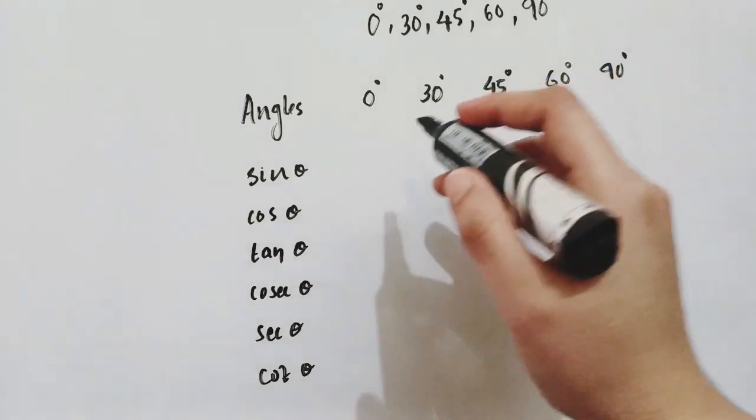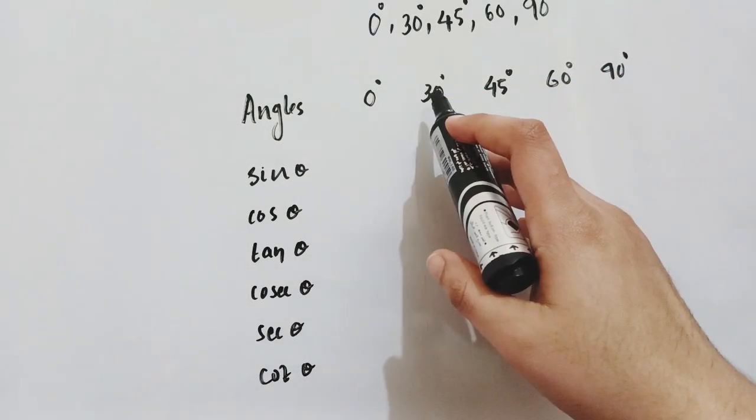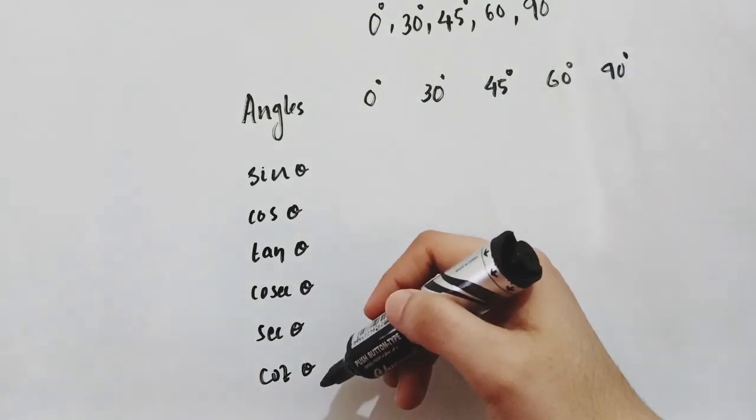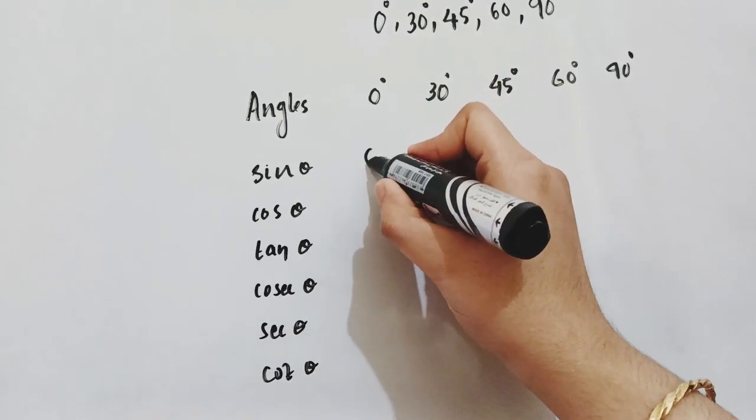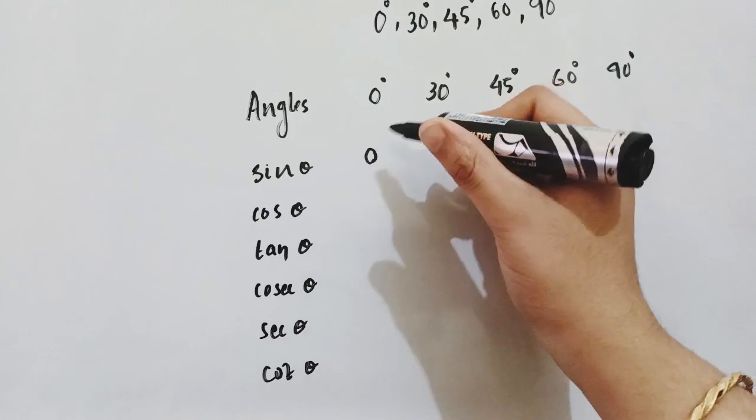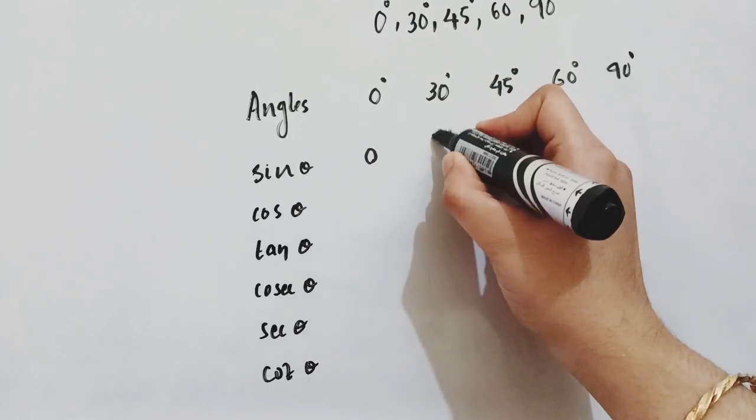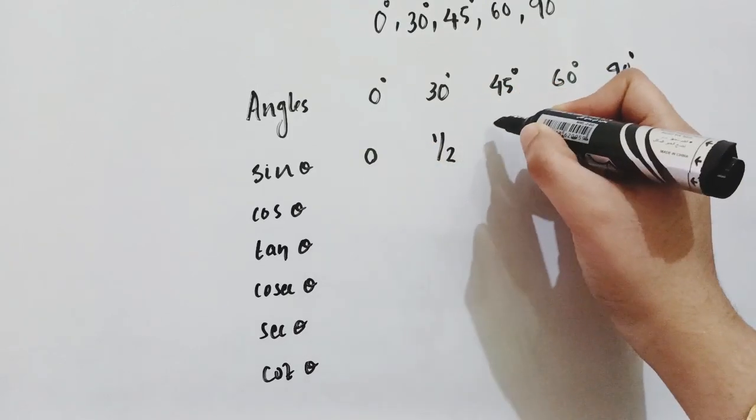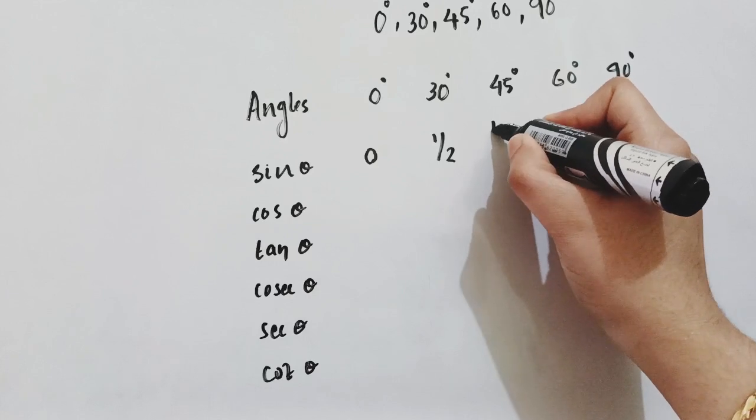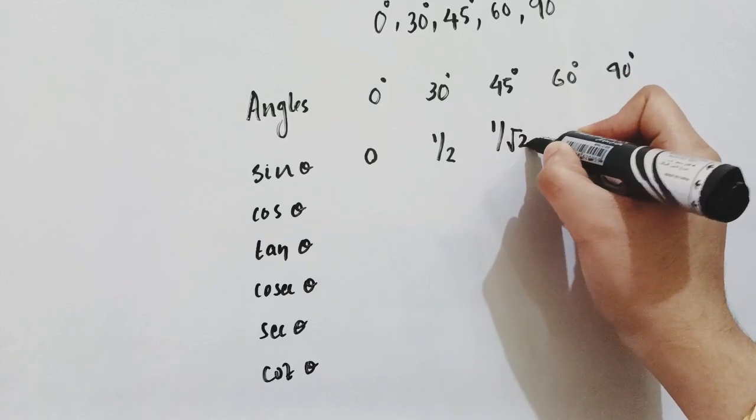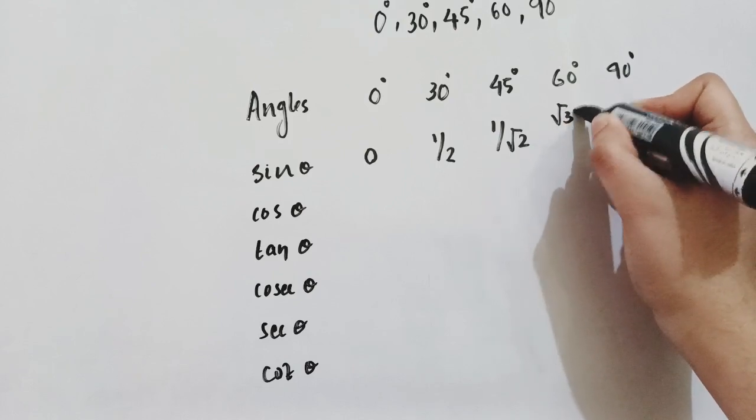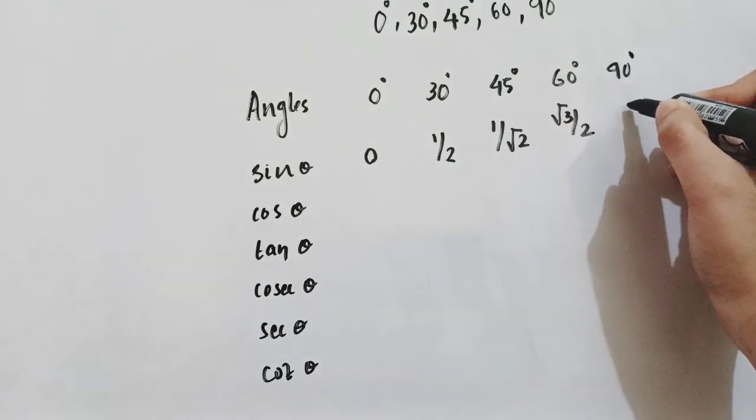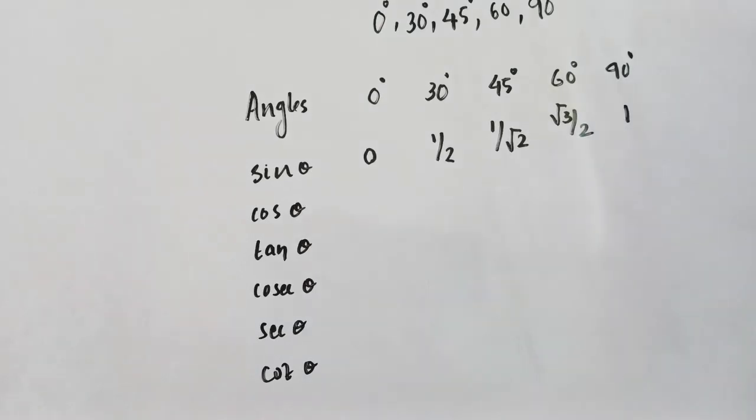Okay, we can write values of each angle for each function. That is, sine 0 is 0. We have to study this by heart. Sine 30 is 1 by 2. Sine 45 is 1 by root 2. Sine 60 is root 3 by 2. And sine 90 is 1.